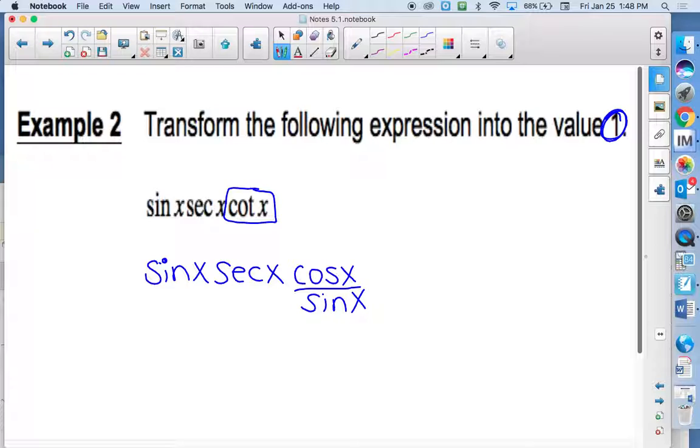So that's using substitution. You're taking out cotangent, you're replacing it with whatever it's equal to. So we use the identity to take one part of it out and replace it with something else. All right, so let's continue trying to use an identity. What other identity can we use?